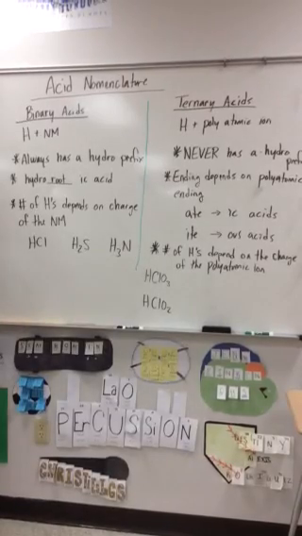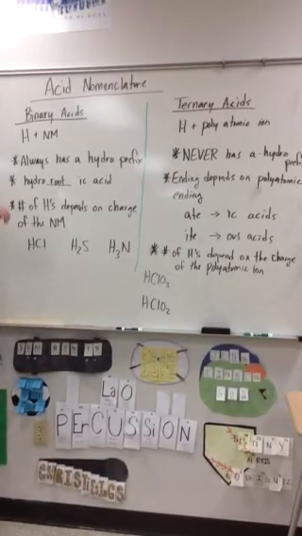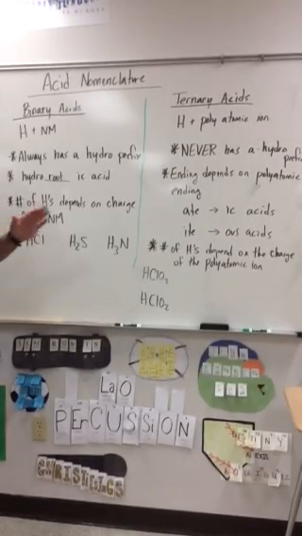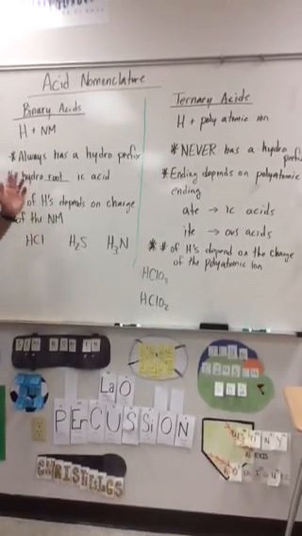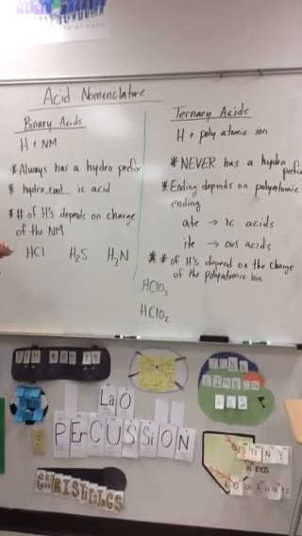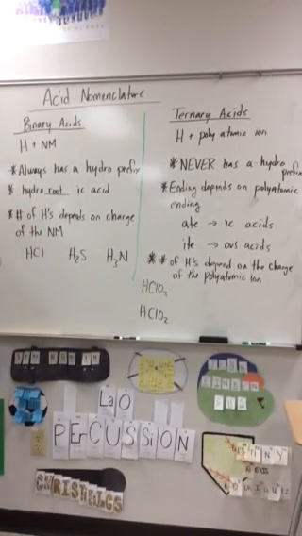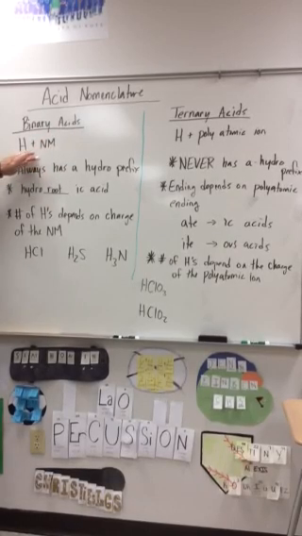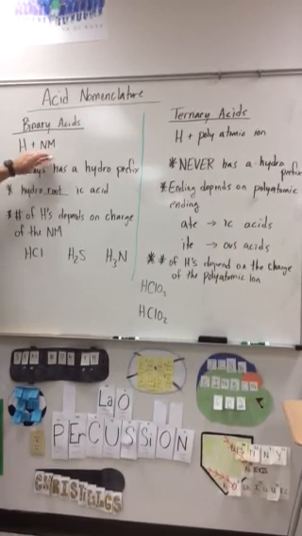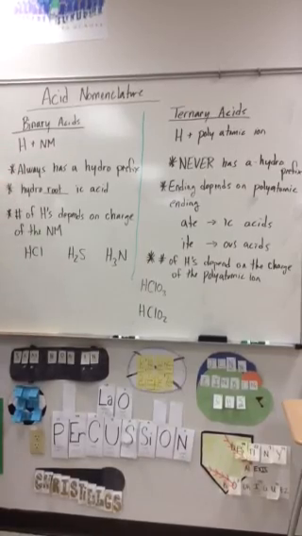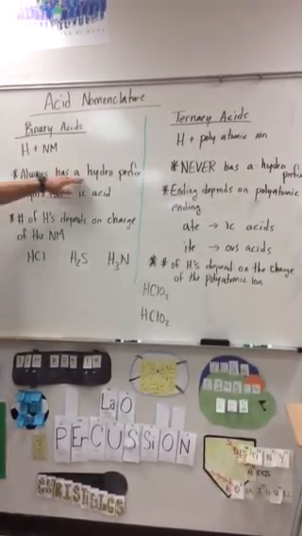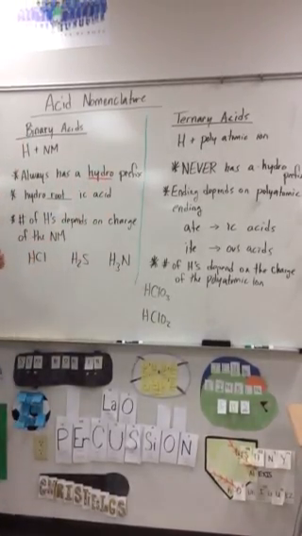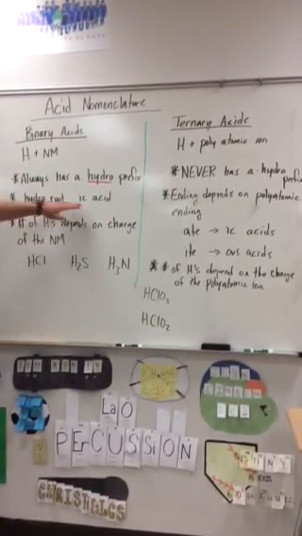We're going to talk about acid nomenclature today, and there are two types of acid nomenclature. It's important to remember that these are covalent molecules, just like we talked about yesterday, because they're sharing electrons. You're going to have binary acids, which are hydrogen plus one nonmetal. There are three rules with this, and you're always going to have a hydro prefix. So you're always going to start it with hydro. You're always going to end in ic acid.